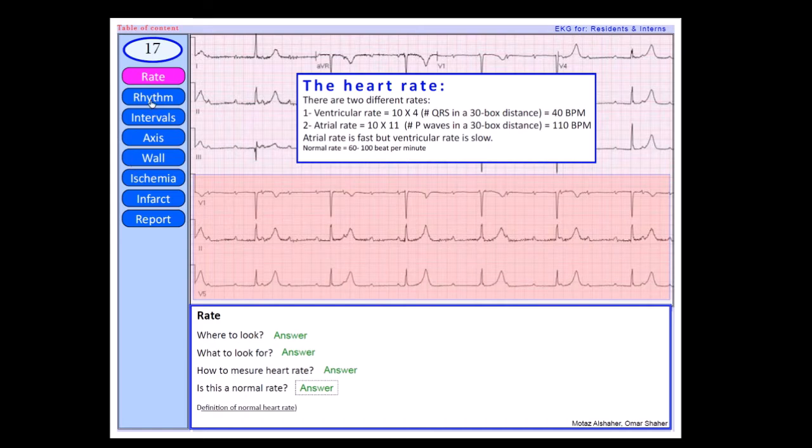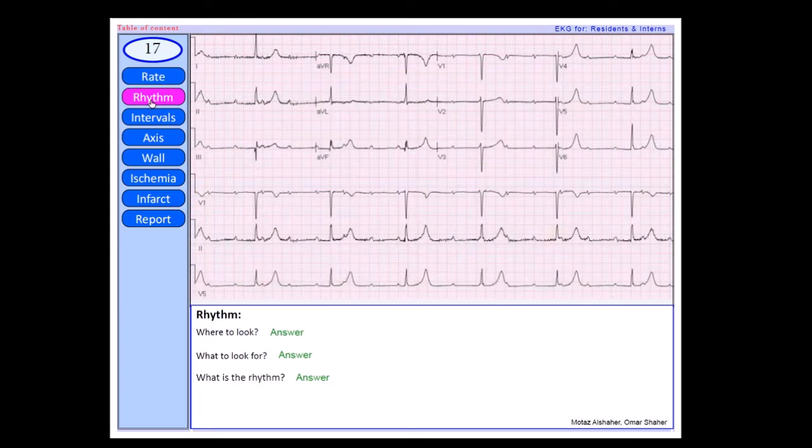Next, we move to the rhythm. We also look at the rhythm strip, lead 2. Here we notice that P waves are of normal morphology, which is consistent with sinus rhythm. We can also notice that there is no relationship between P waves and the QRS complexes. As a result, this is a 3rd degree AV block. Both P waves and the QRS complexes are regular, but there is no relationship between them. So we have a 3rd degree AV block.